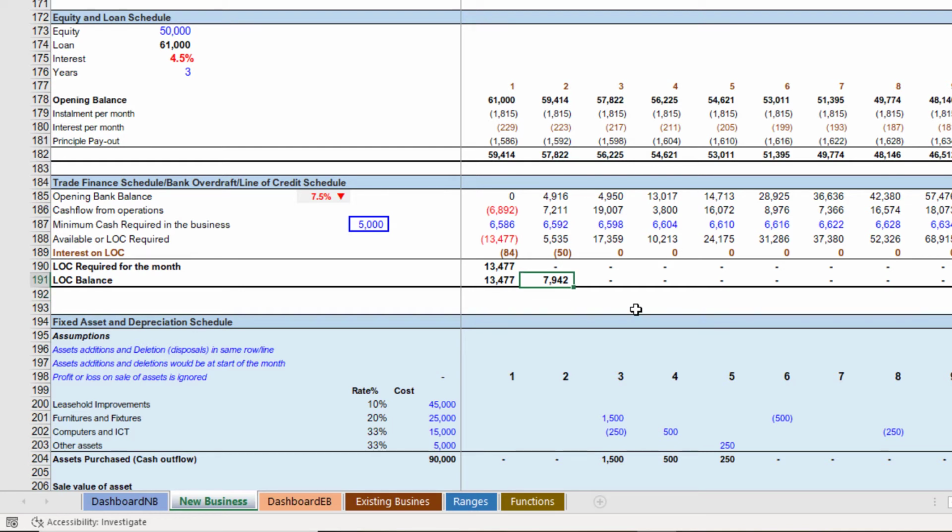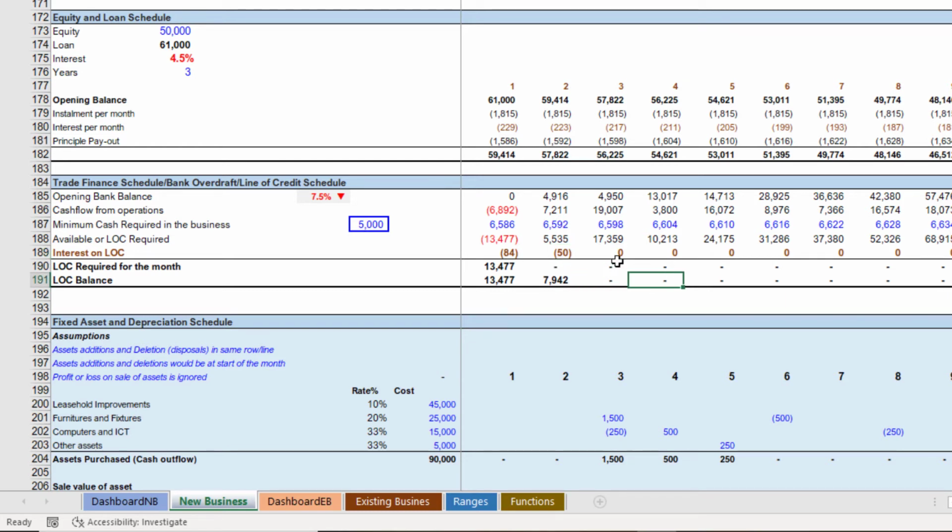So this would be the remaining LOC balance for us to pay to our bankers, and on that the interest has reduced, right? So whatever the balance at the month end would be, on that amount the bank will charge the interest. So from 85, since we have paid off around 5,500, the interest has reduced to $50.